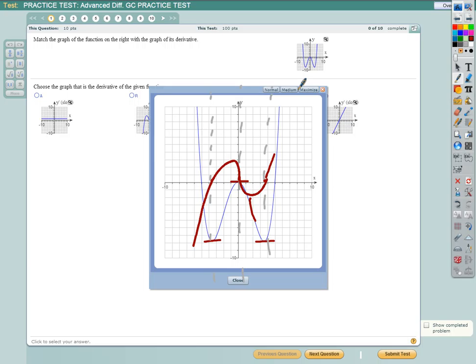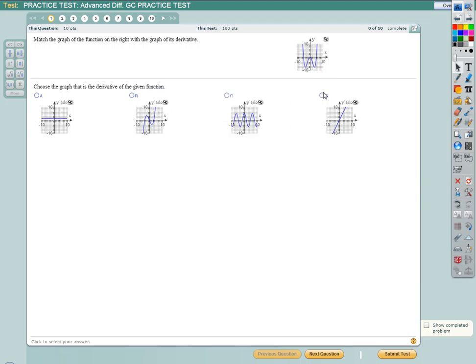You could even draw little tangent lines on there, so that's very negative, less negative. Okay, so which one is it? Well, B. It was B, so it's definitely B. Okay, makes sense?